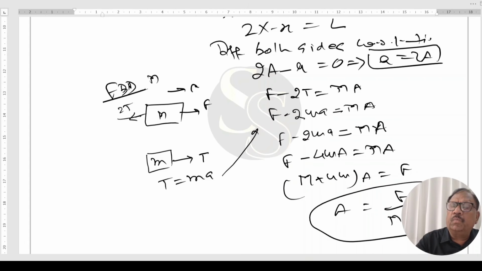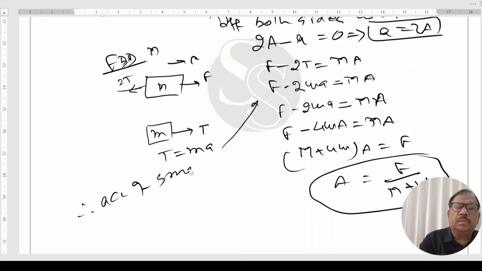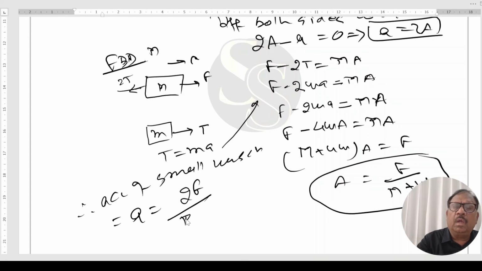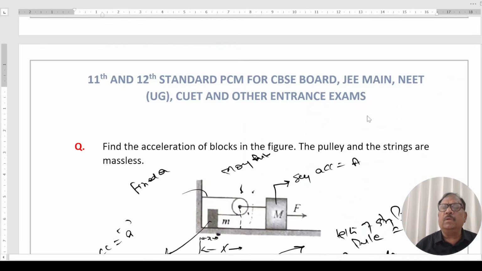That is, the acceleration of the big mass capital M is F over M plus 4M. Therefore, the acceleration of the small mass m, equal to A, will be twice of this: twice F over M plus 4M. This is the answer.